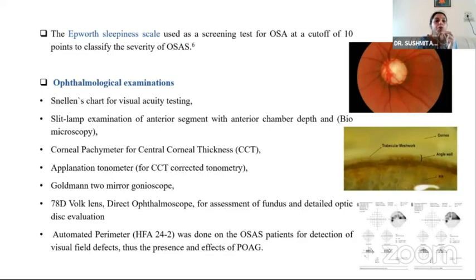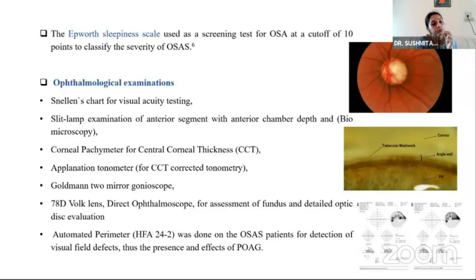Another scale apart from AHI is the Epworth Sleepiness Scale, which is also an important screening test for OSA. Once these patients were diagnosed as OSA, we performed their ophthalmological examinations. Namely, visual acuity was tested with the Snellen's chart. Slit lamp examination was done to see the anterior chamber depth. Corneal pachymetry was done. Applanation tonometry was done.